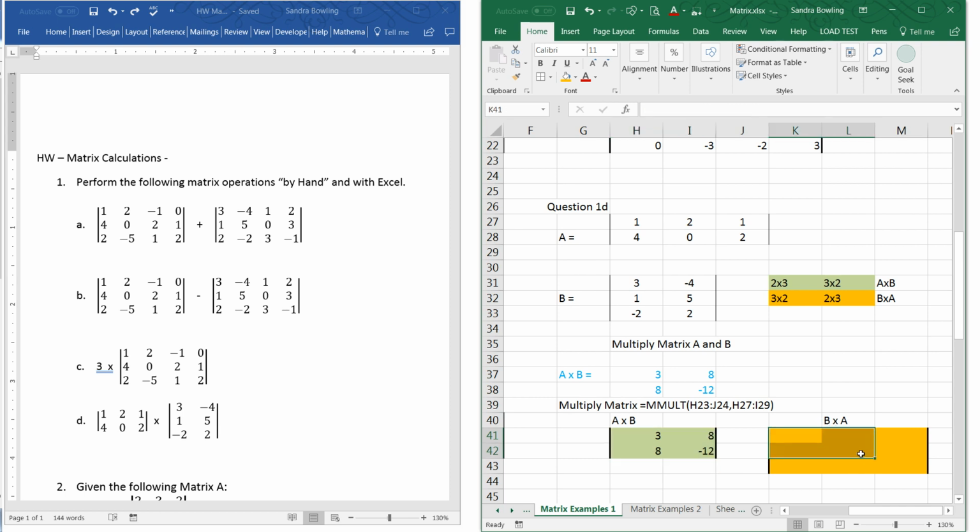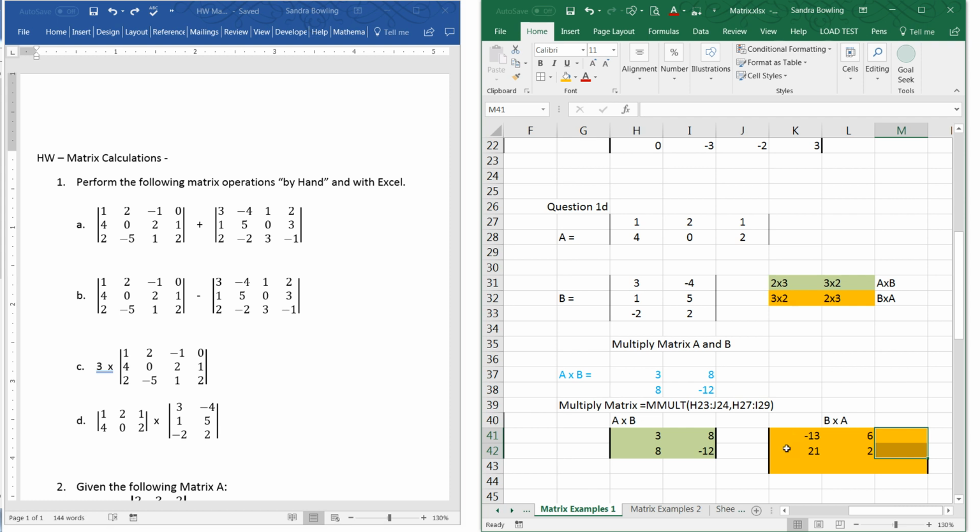What if I only highlighted a 2 by 2? I know that I need a 3 by 3, but what if I only highlighted a 2 by 2? So I'm going to say equal sign, MMULT, parentheses, highlight B, comma, A, close parentheses, and then Control Shift Enter. It gives me the solution.